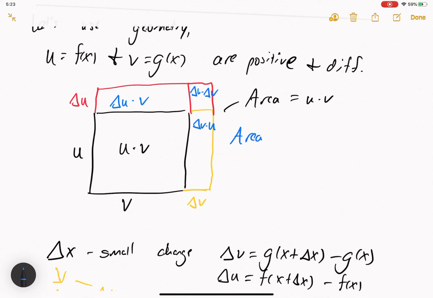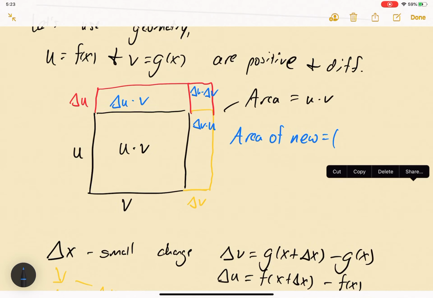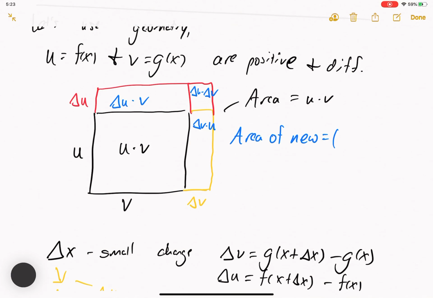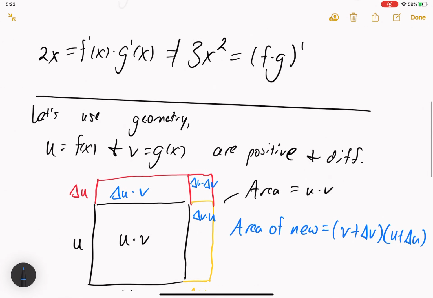So the area of the new, bigger rectangle is going to be the length of one side times the length of the other. So it's going to be v plus delta v times u plus delta u, because this is one side, this is the other side, and we multiply them together. But you might be asking how this corresponds to what we did above.